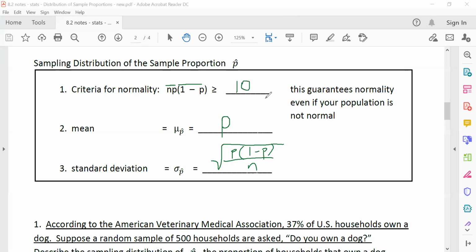Depending on the source you're using, some sources say that this n times p times 1 minus p needs to be greater than 10. You might see others say it just needs to be greater than 5. Let me check specifically, because they always change it every semester. Let's check specifically what your homework is looking for, so we can be on the same page. Yeah, they want 10, okay. Which is normally the standard, but some homeworks like to do it differently.